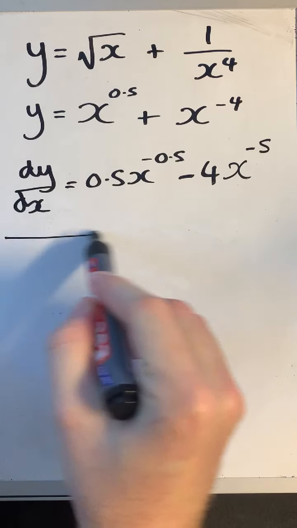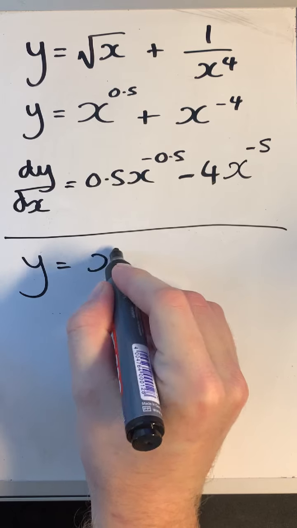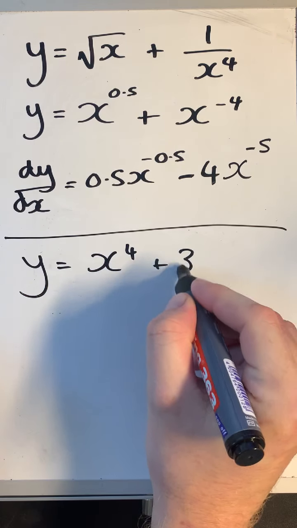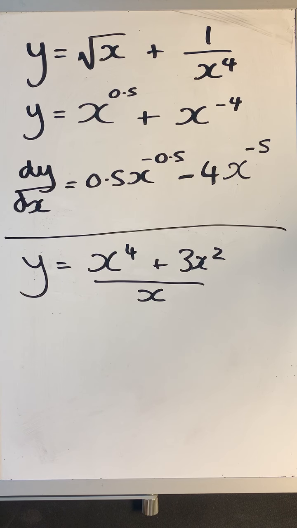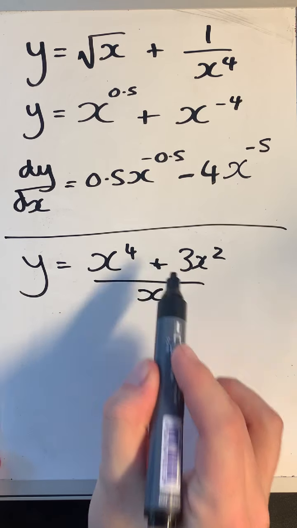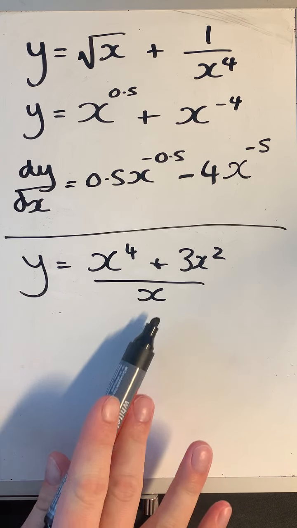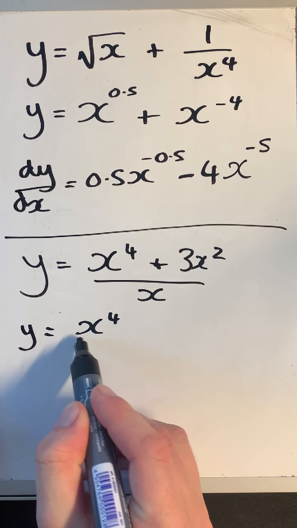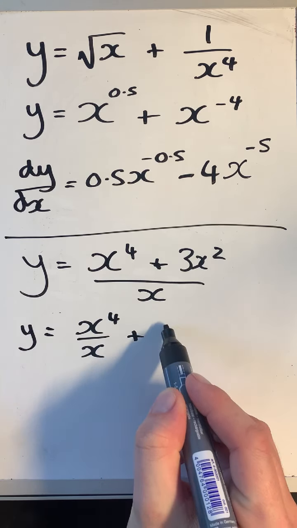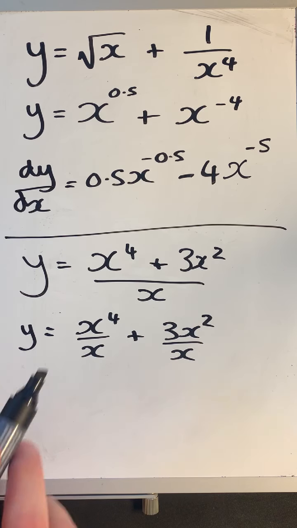Let's try another example. So if we've got, for example, y equals x to the 4 plus 3x squared divided by x. Okay, so you've got to do a bit of algebra sometimes with these. So first of all, remember, if we've got multiple terms divided by one term on the bottom, we can split that into two fractions. So we've got x to the 4 over x plus 3x squared over x. And again, a little bit of algebra then.